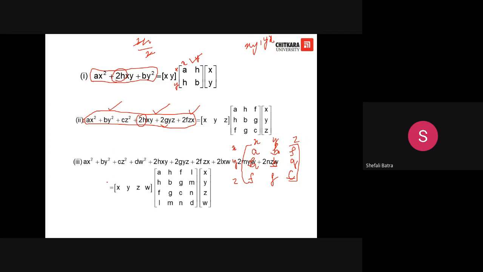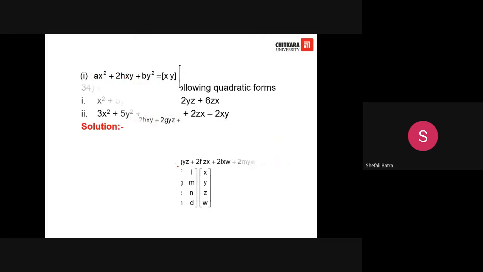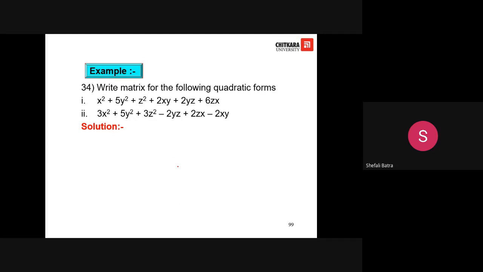Similarly, for a quadratic form in 4 variables. Now, let us have an example. Write the matrix for the following quadratic forms. Now, you write the matrix for this quadratic form. Write it, hurry up.